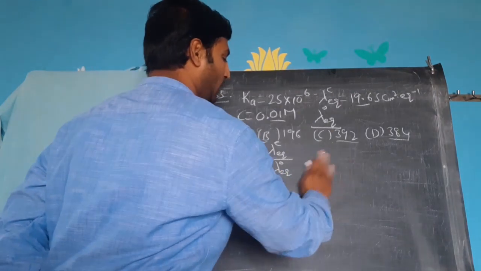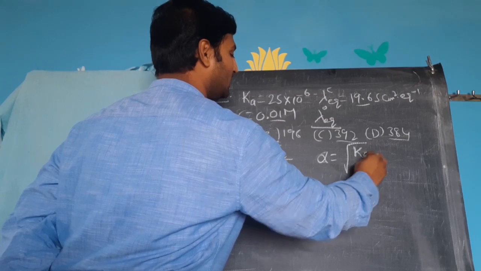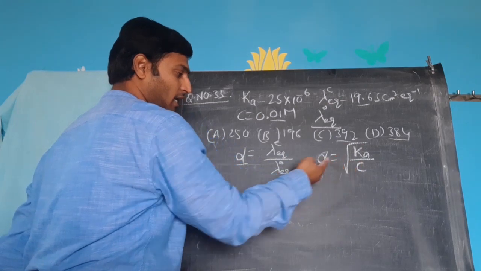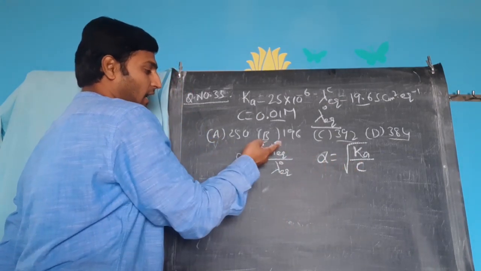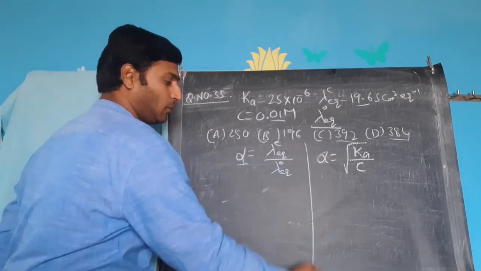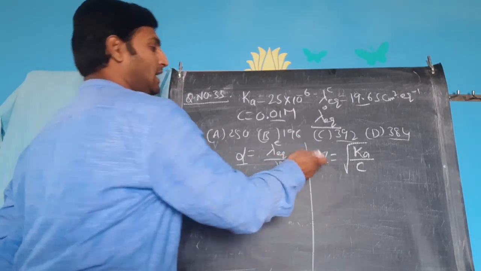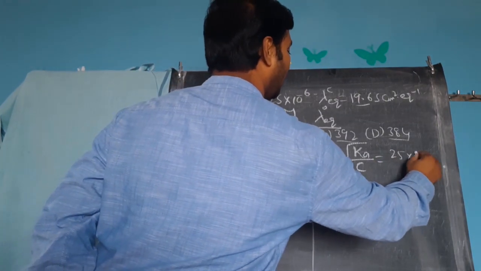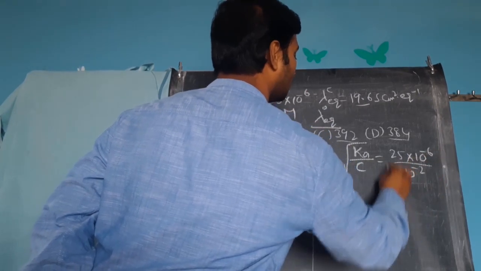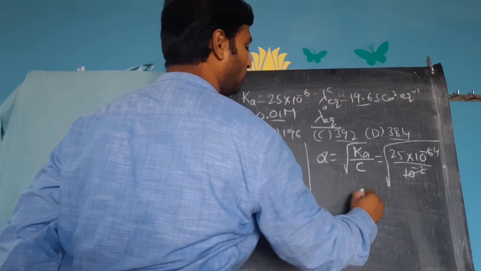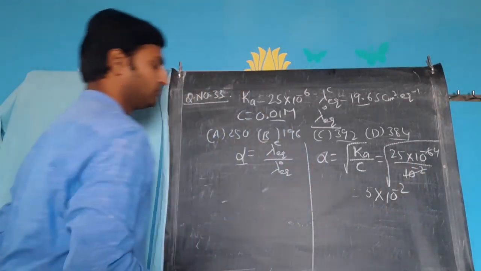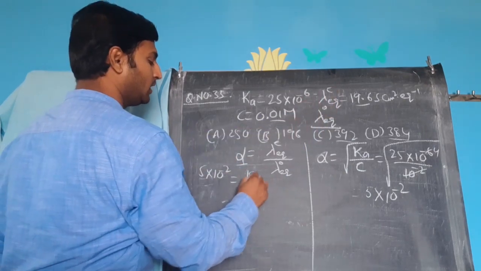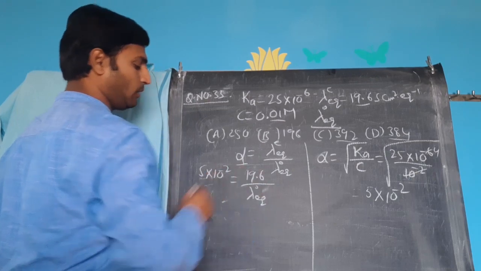From Ostwald's dilution law, you also know that degree of dissociation alpha is equal to root of Ka by C. From this formula, calculate alpha, then substitute alpha in these values here to get lambda naught equivalent. That's your final answer. Now concentration is given 10 power minus 2. So alpha is equal to root of 25 into 10 power minus 6 divided by 10 power minus 2. We will be left with 10 power minus 4, so we will be left with 5 into 10 power minus 2. So alpha is 0.05. 5 into 10 power minus 2 is equal to 19.6 divided by lambda naught equivalent.